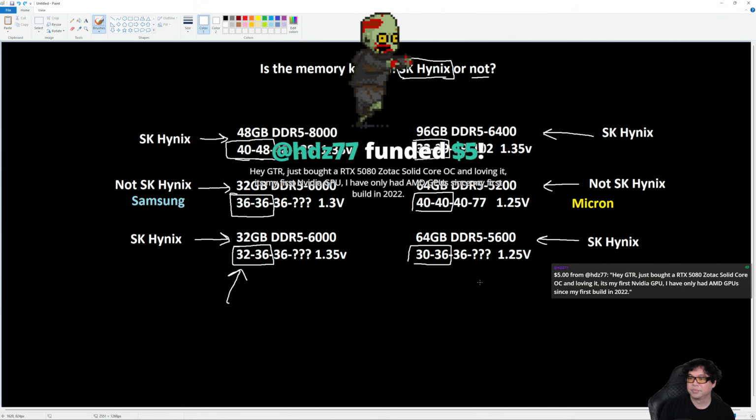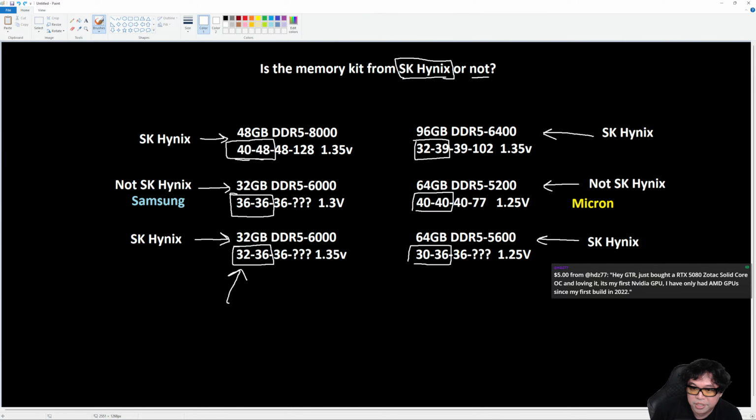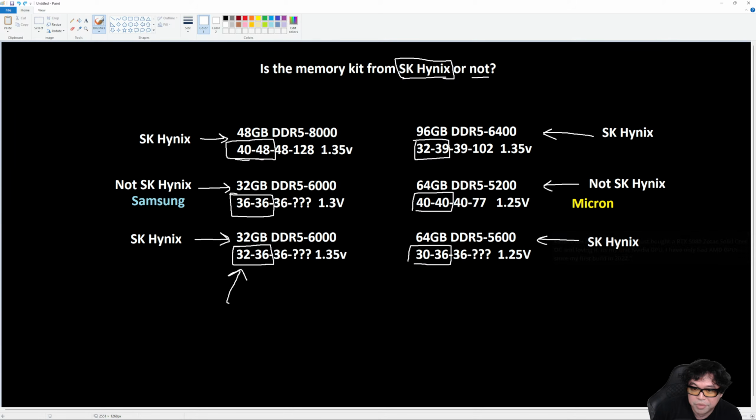Hey GTR, just bought an RTX 5080 Zotac Solid Core OC. You got the Zotac Solid? NVIDIA GPU. I have only had AMD GPUs since my first build in 2022. Only AMD GPUs since the first build in 2022? Well, I mean, that's only, what, almost 4 years? About 4 years?